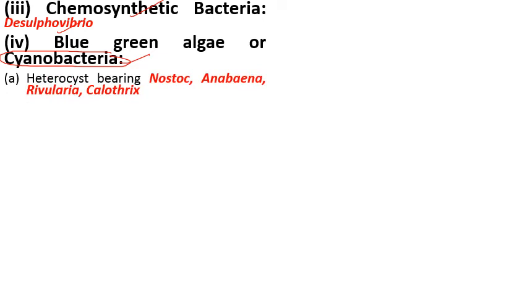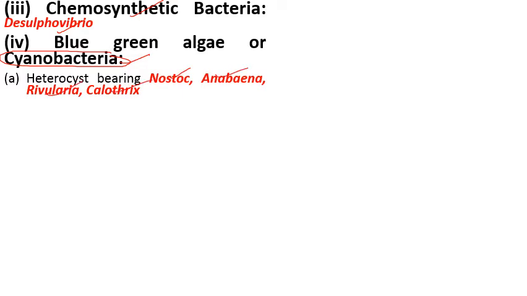It includes Desulfovibrio. Then comes blue-green algae or cyanobacteria, which help in fixation of nitrogen. These are again of two types. One is heterocyst-bearing blue-green algae, which include Nostoc, Anabaena, Rivularia, Calothrix.